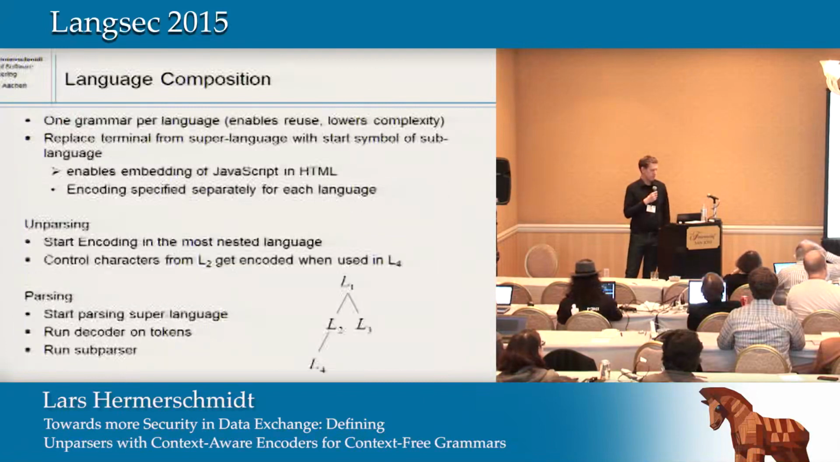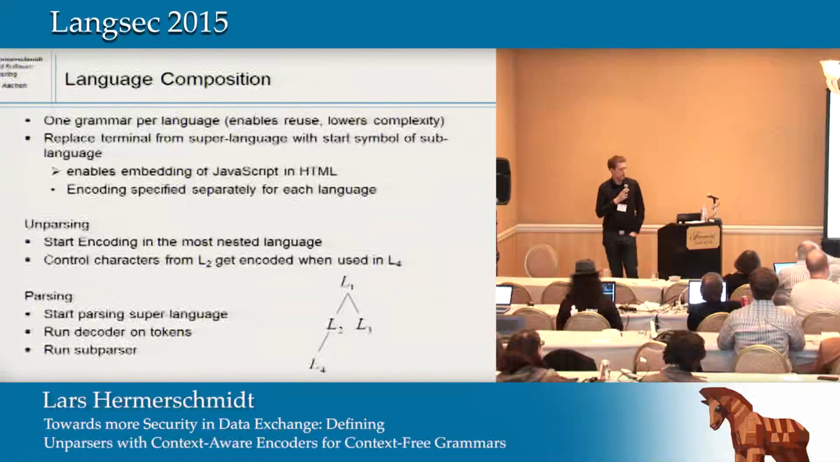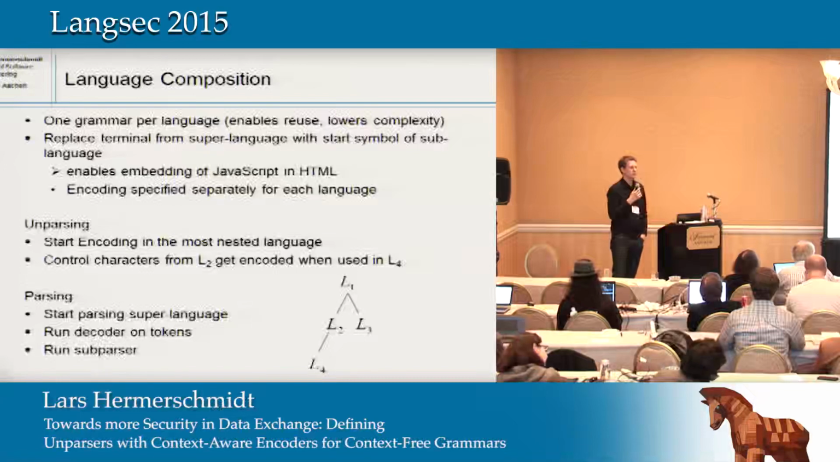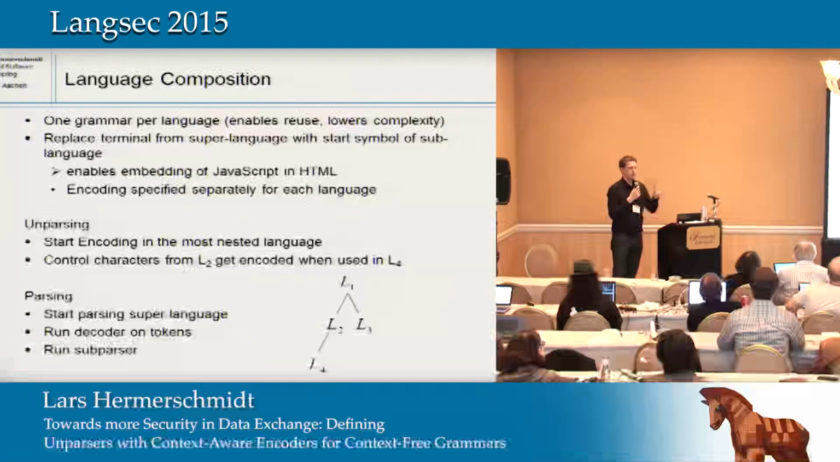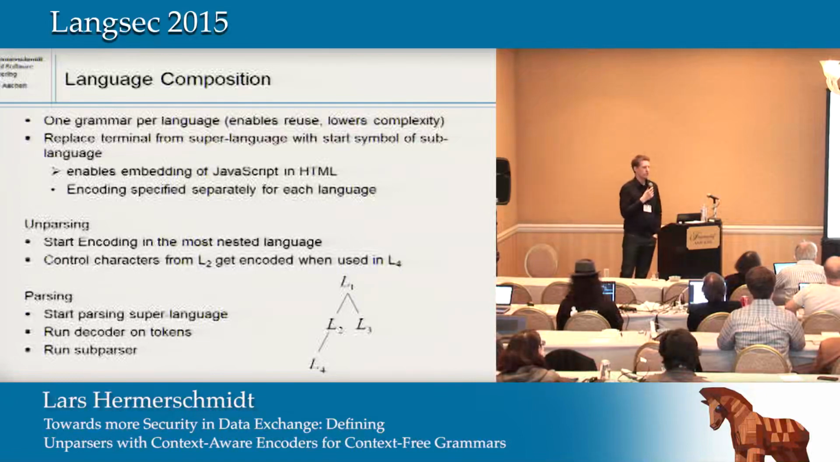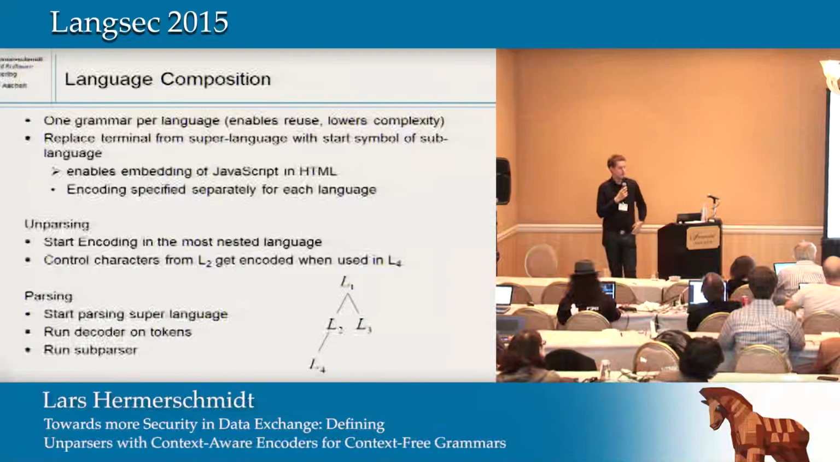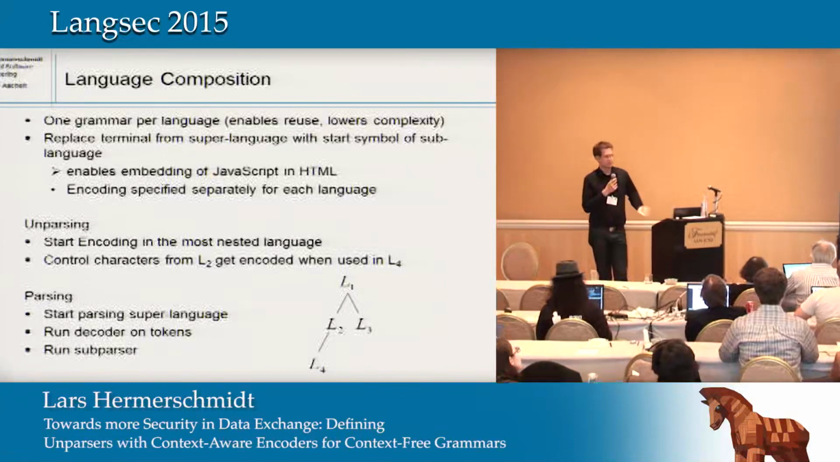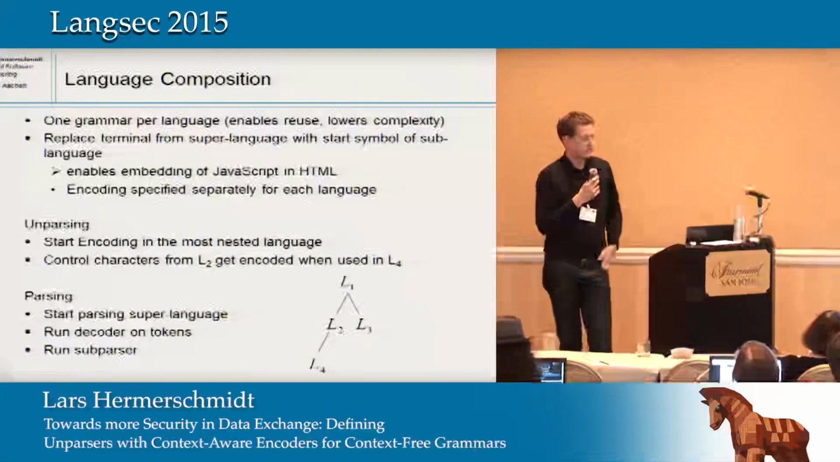Exactly. So we want to do this for languages which are more complex. For SQL, this would be enough. You just write that we need to encode these characters here. But when it goes to more complex languages like HTML, we have different embedded contexts, which are embedded into each other, and it gets more complicated.